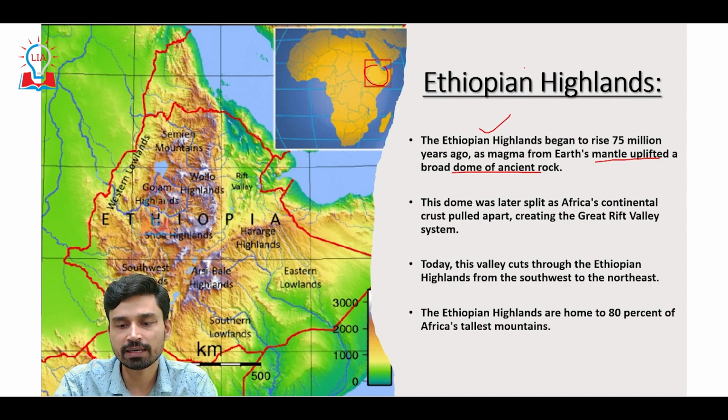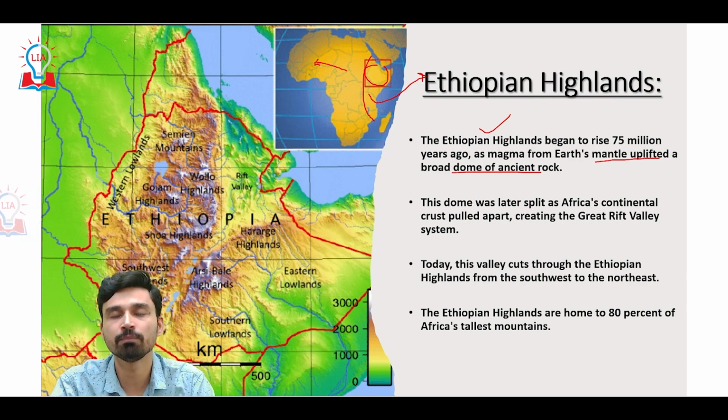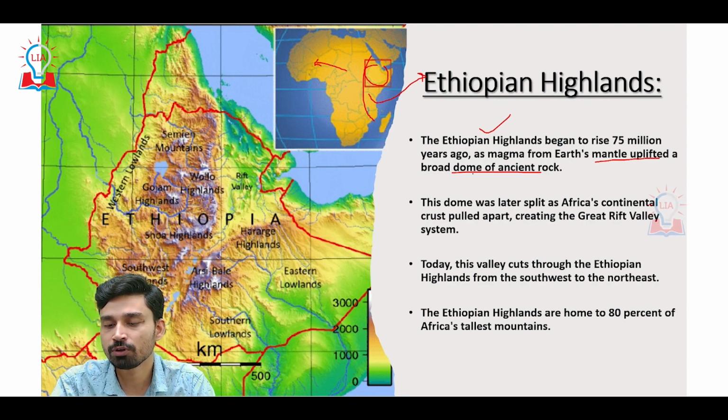Because now Africa is basically divided into two plates. On the eastern side, we have the Nubian plate and the Somali plate, and on the western side we have the main African plate. So the African plate is splitting apart, and the Somali plate is stretching apart in two different directions. Due to this, we also see a splitting in the Ethiopian highland due to the pulling of this continental crust, creating what we refer to today as the Great Rift Valley system.